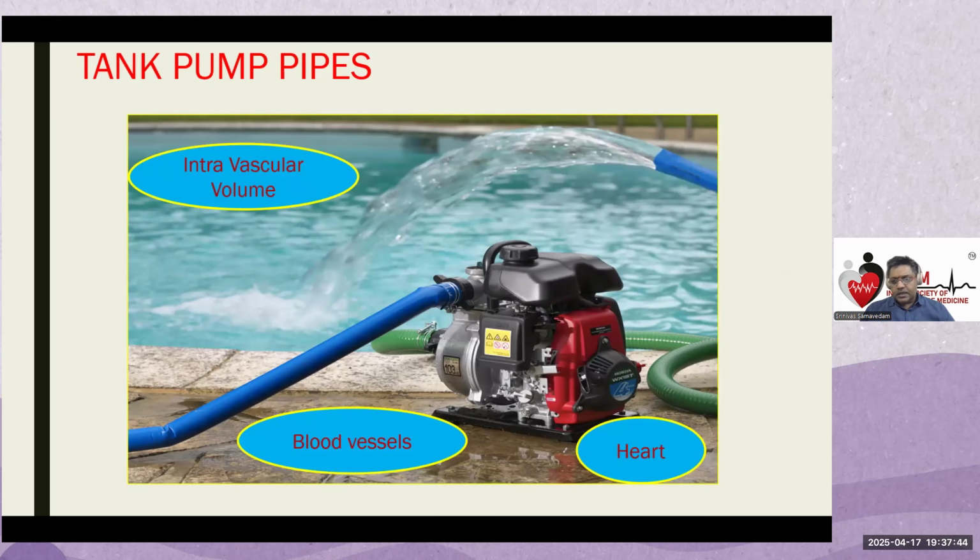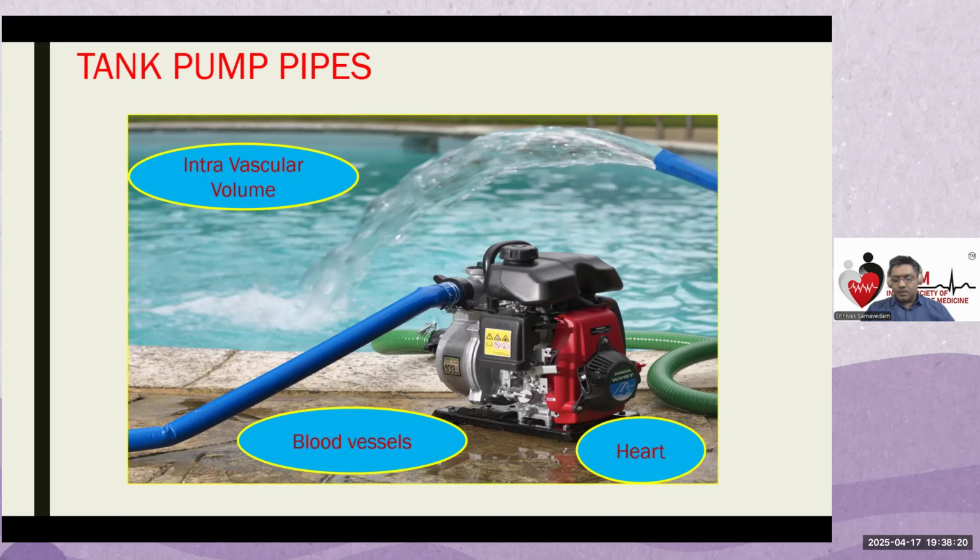So traditionally, we have been told that the approach to a hemodynamically unstable patient should be looked at from the tank, the pump, and the pipes. That means the intravascular volume, the heart, and the peripheral blood vasculature. Any abnormality in any one or more of these components results in a low flow at the end of that pipe, which results in a low cardiac output state, which results in shock. This is the simplified version of the approach to shock.